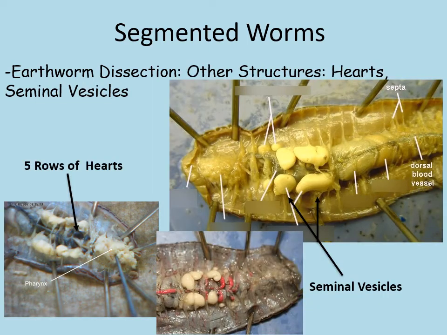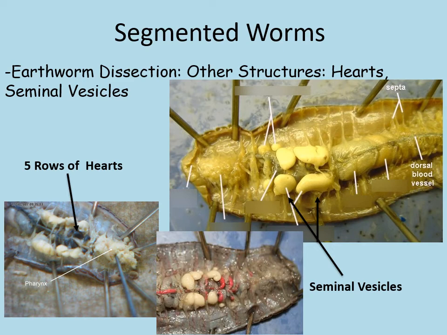There's 2 more structures I want you to know for the earthworm. So they have 5 rows of hearts. They're also called aortic arches. So that's part of their circulatory system. That's how they would pump blood throughout the body of the earthworm. And they're sometimes a little bit hard to see, but it might be better to start with the other structure that you should know, which are the seminal vesicles, and those are used in reproduction.